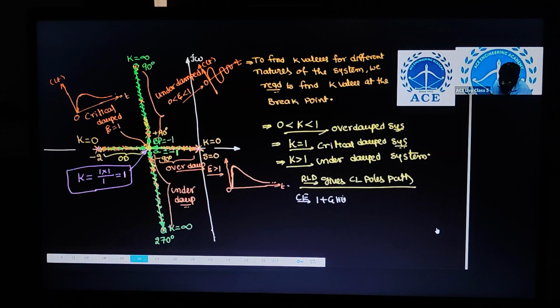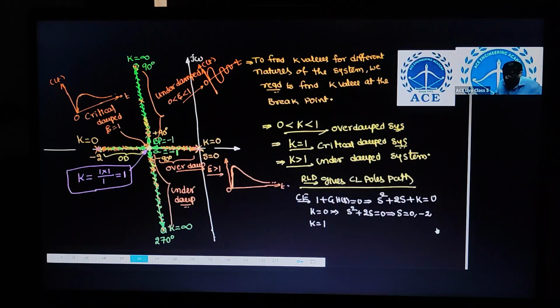What is the characteristic equation? 1 plus GH equal to 0. How much? The characteristic equation is s square plus 2s plus K equal to 0. Yes or no? For K equal to 0, where are the closed loop poles? K equal to 0 means s square plus 2s equal to 0. So s equal to 0, minus 2.